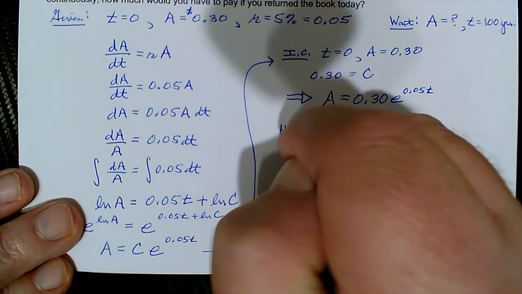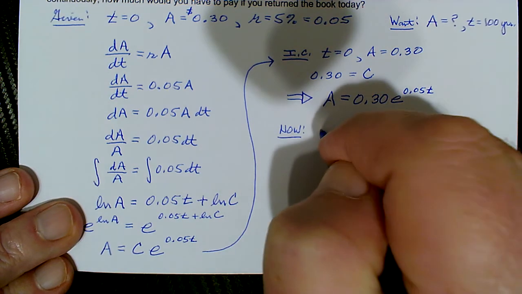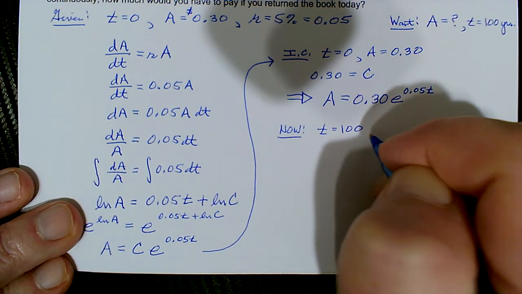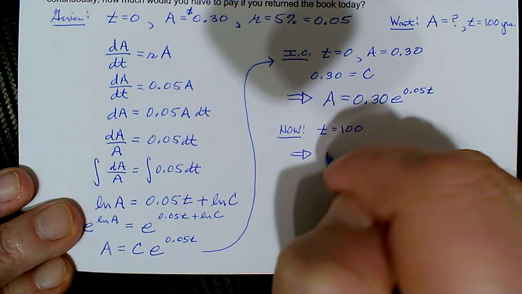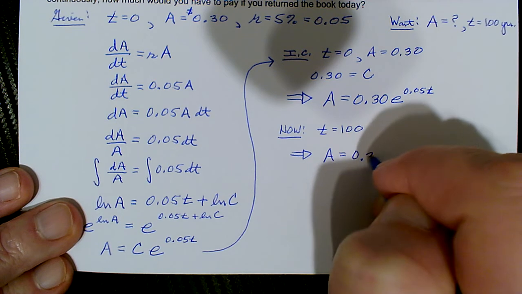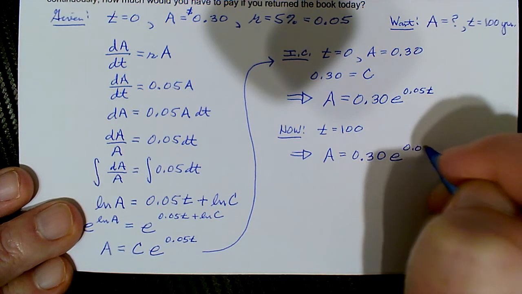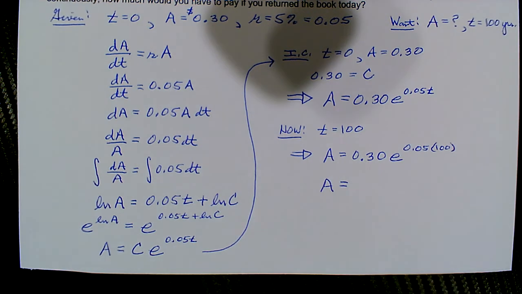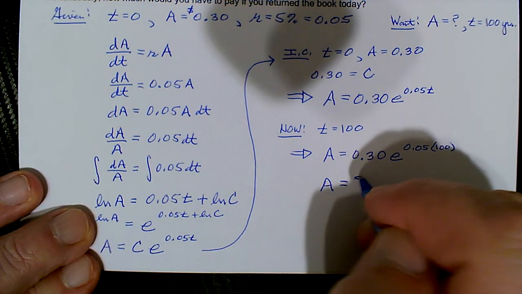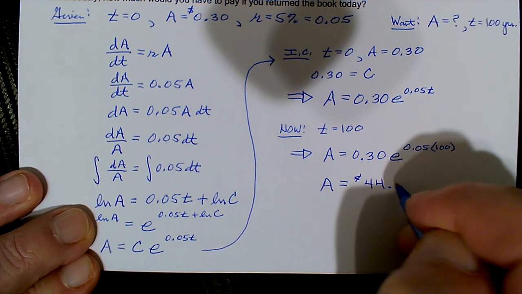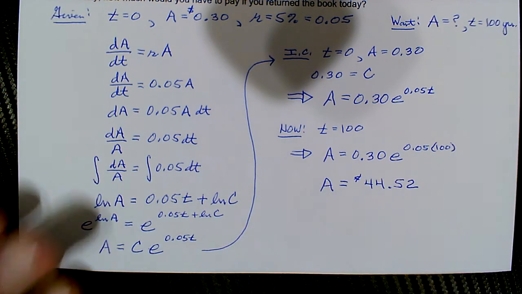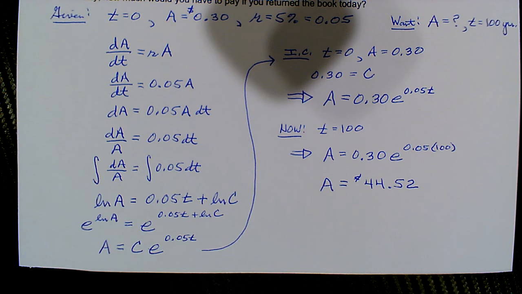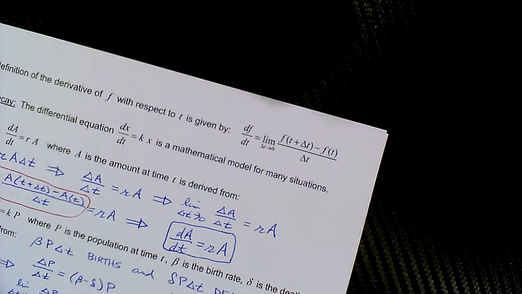And so what we want, let's say now t is 100 years. So then the amount is going to be 0.30 e to the 0.05 times 100. Okay, so then you can obviously use a calculator to check my work. I came out with $44.52, rounded to the nearest penny. Okay, so that's a compound interest example.